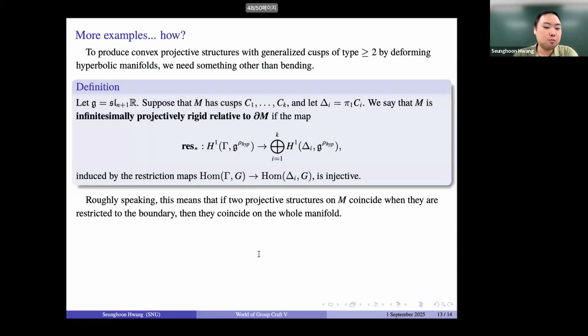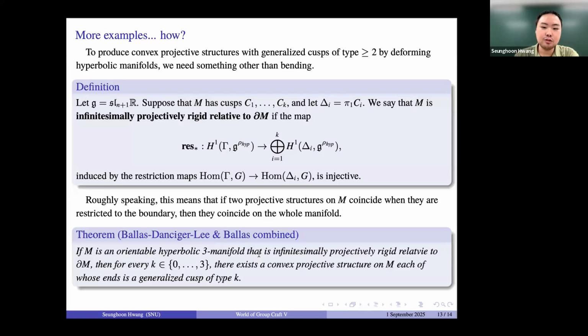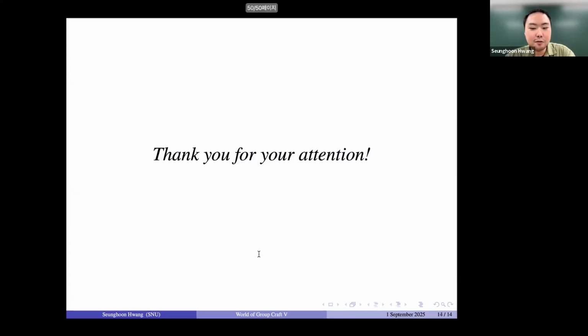There was one more thing I wanted to mention, which is related to what people are currently working on, but I do not have enough time. I already spent a lot of time, so I will stop here, and thank you for your attention.